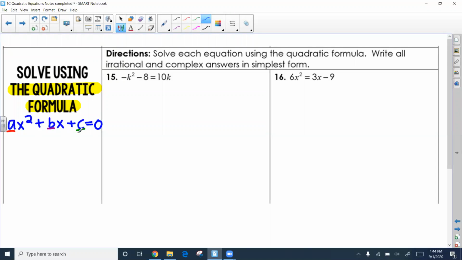Once we know our numbers, we plug them into the quadratic formula. I'm sure once we write this down, it'll look familiar, so make sure you write this down. X equals negative b plus or minus the square root of b squared minus 4ac all over 2a.